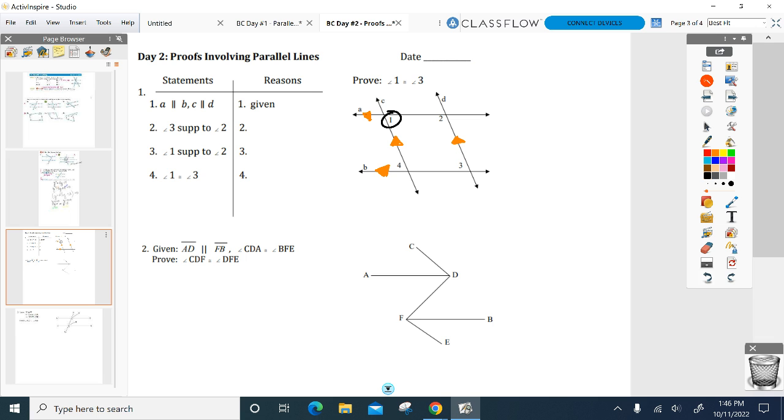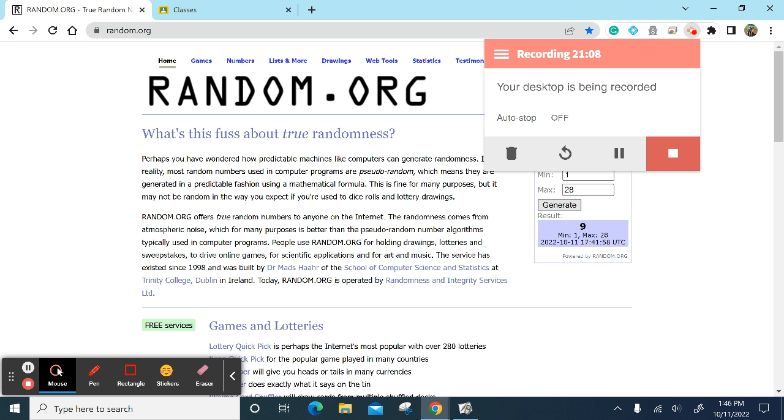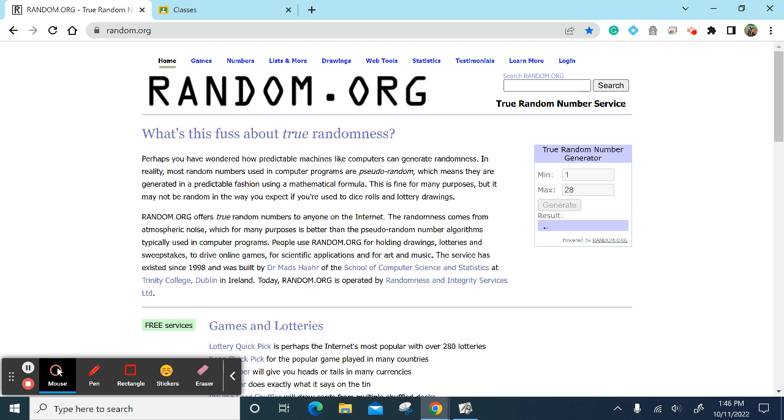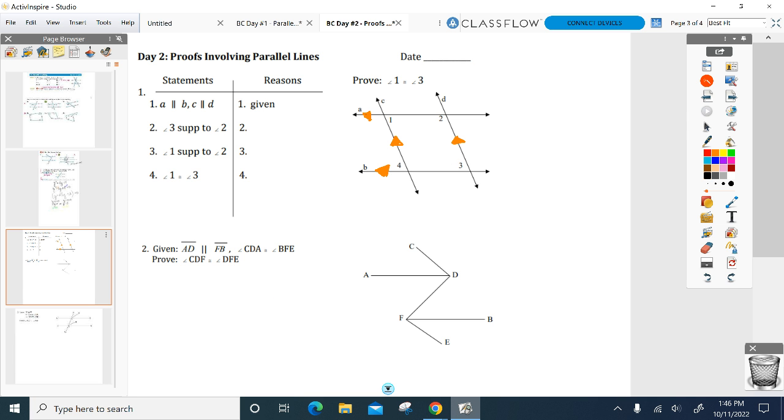Right, so how do we get there? All right, I'm telling you in step 2, 3 and 2 are supplementary. Why? Look at angle 3, look at angle 2. I'm saying they're supplementary because what type of angles are they from Friday? 3 and 2 are? All right, let's hear from 24. 3 and 2 are what type of angles? Thank you. Same side interior. And I know they're supplementary.